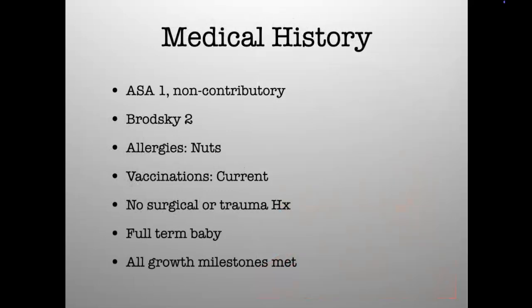So medical history, overall, nothing too complex medically. Brodsky 2, just slight enlargement of the tonsils, and a nut allergy. Everything's current vaccination-wise, no surgery or trauma history, and all growth milestones are met.